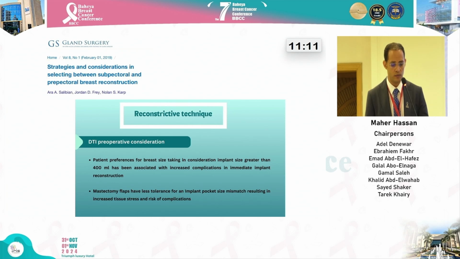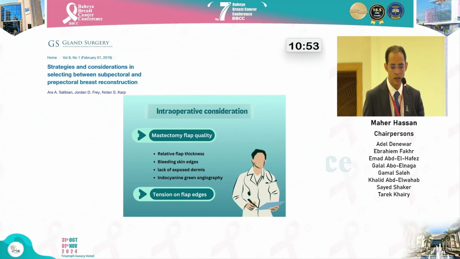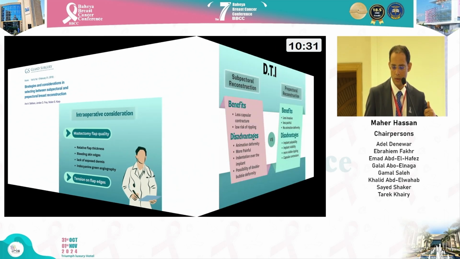And also reconstructive techniques using direct implant breast reconstruction. This paper focused on the volume of the implant. If it is more than 400 cc, it's very risky, with tension and a risk to the skin flap. And the intraoperative considerations regarding the mastectomy flap or the tension closure will affect the outcome: the selection regarding skin flap thickness, the bleeding edges, the lack of exposure of dermis, and maybe the use of indocyanine green to confirm the viability of the flap before putting the implant immediately pre-pectoral.